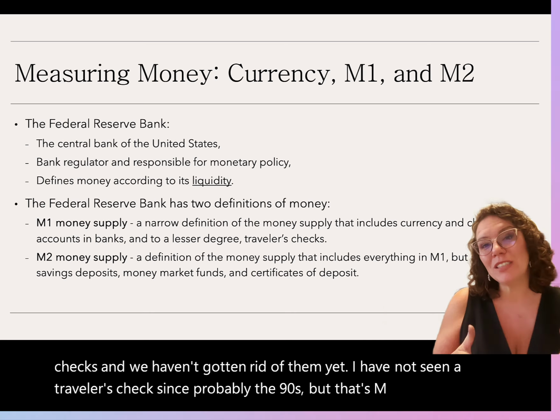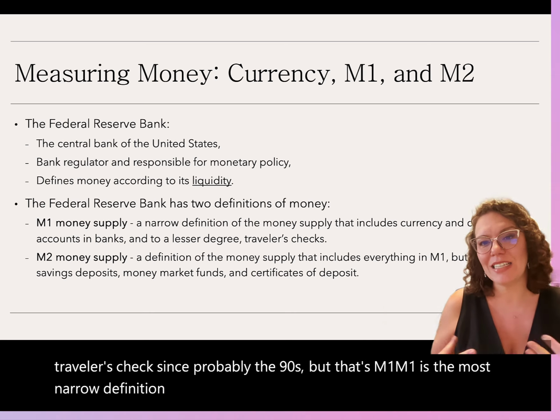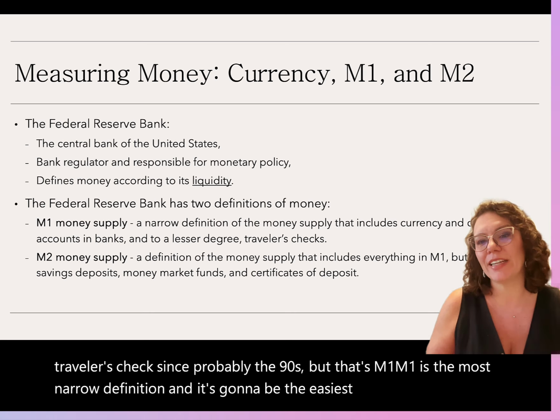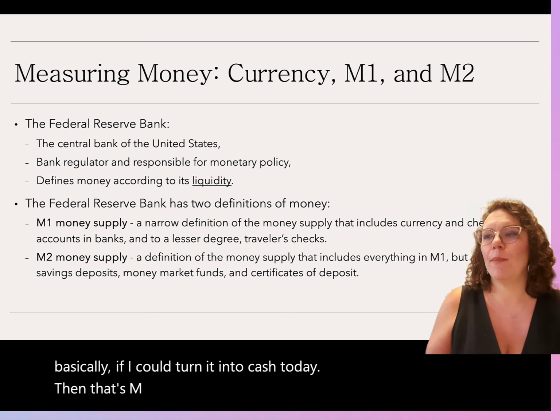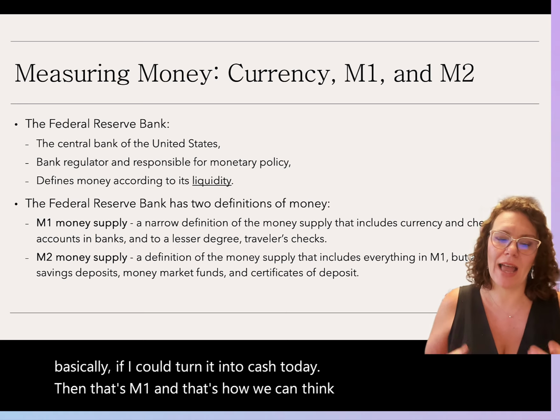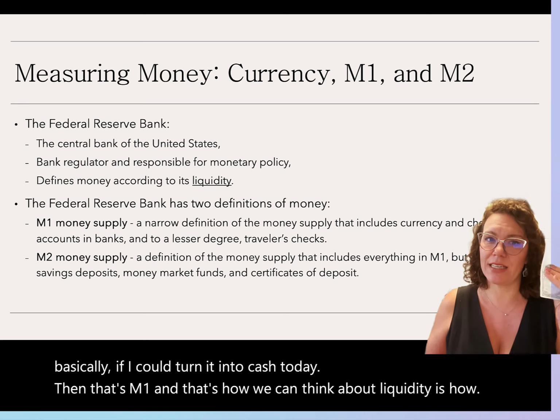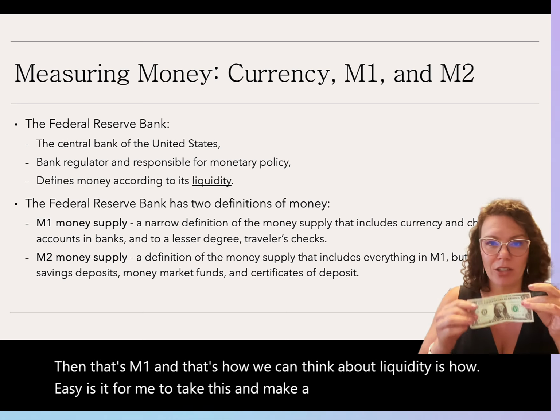M1 is the most narrow definition, and it's going to be the easiest access cash. Basically, if I could turn it into cash today, then that's M1. And that's how we can think about liquidity, is how easy is it for me to take this and make a purchase? And $1 is very liquid.